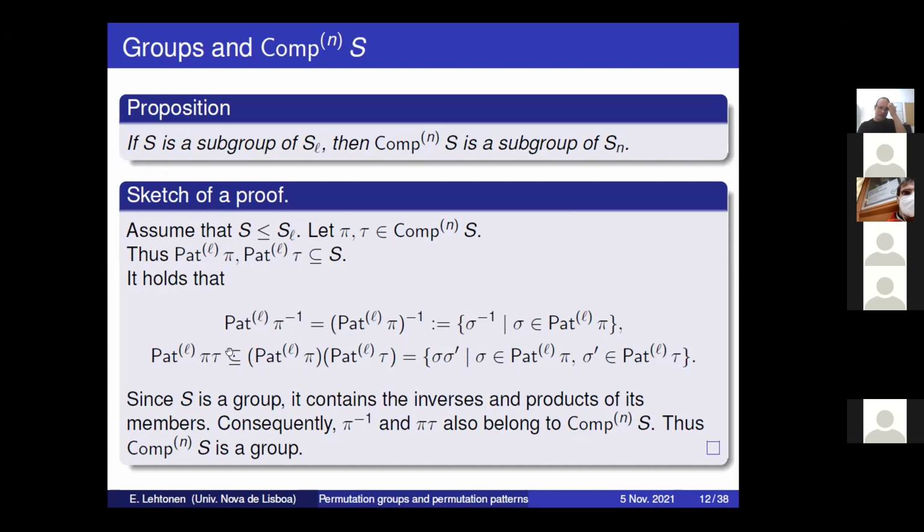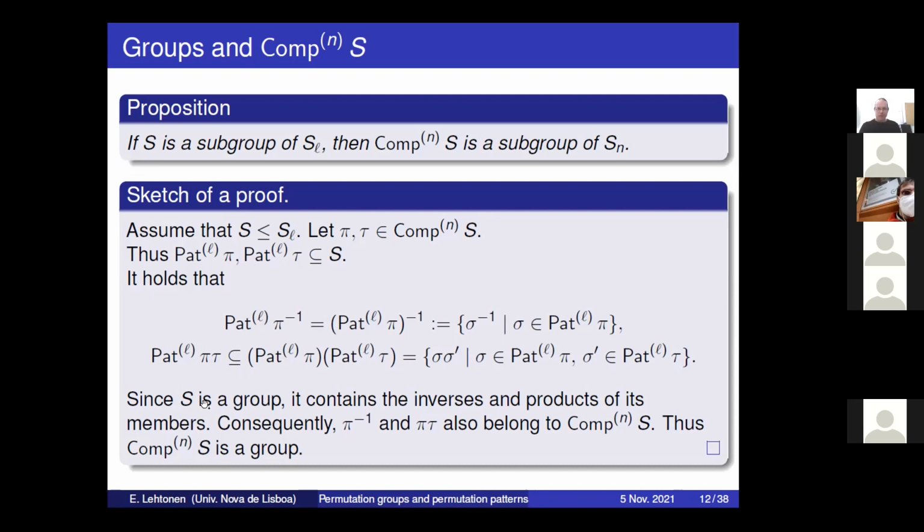And similarly, if you take the patterns of the composite permutation, well, as we saw in the previous lemma, the patterns will be compositions of patterns of pi and patterns of tau. So this set will be contained in this set, the composition of the patterns of pi and the patterns of tau.